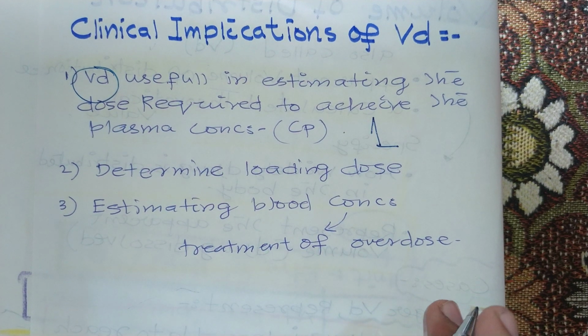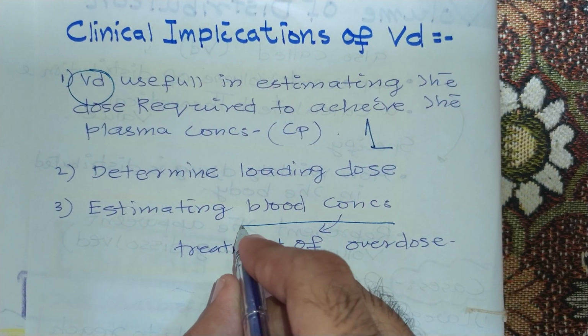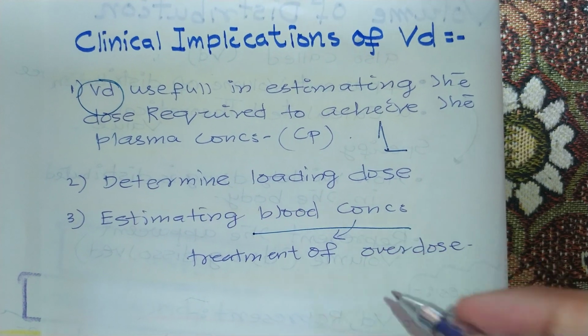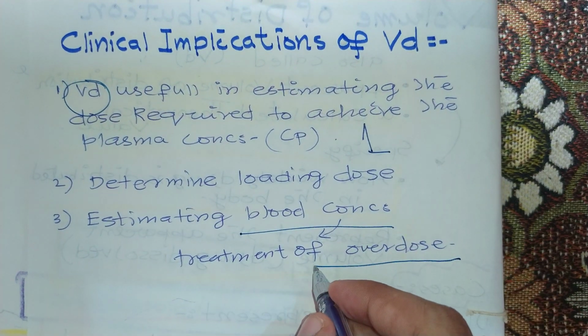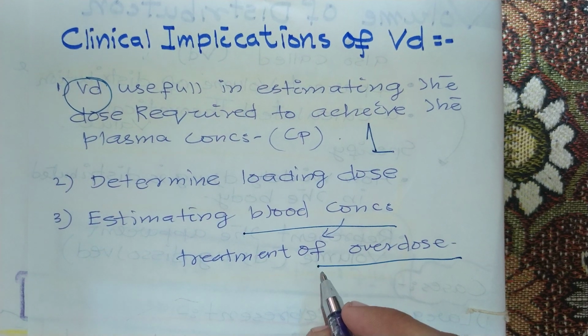Then it is useful for the estimation of the blood concentration. This blood concentration is useful for the treatment of overdose. If a drug is overdosed, we will check the blood concentration, we will check the VD, and on the basis of the VD we can easily treat the patient.